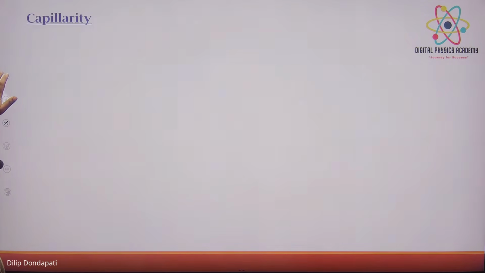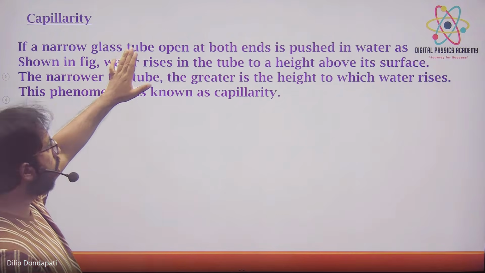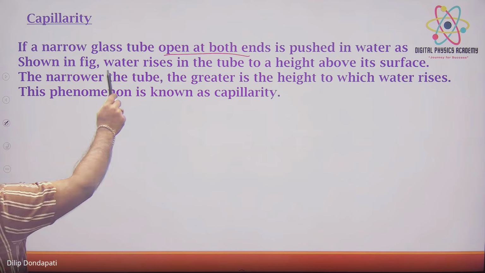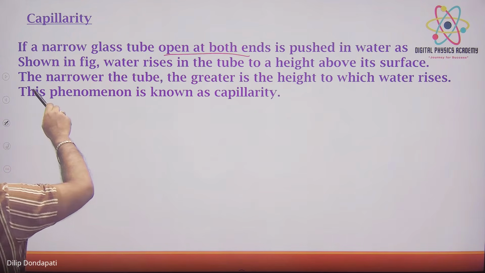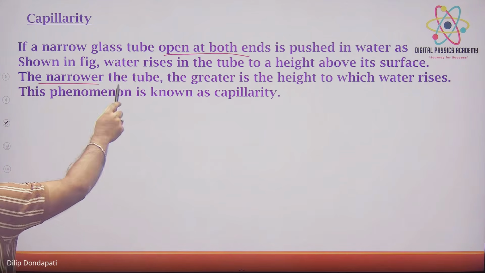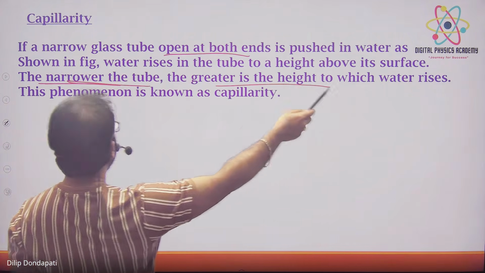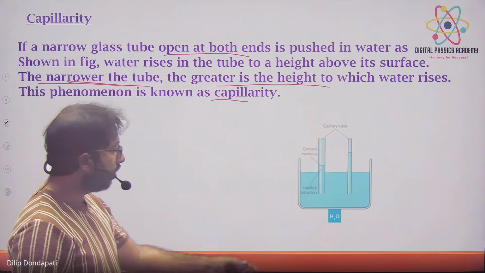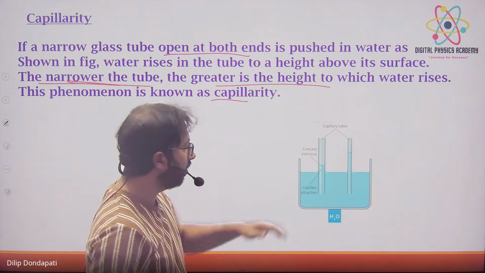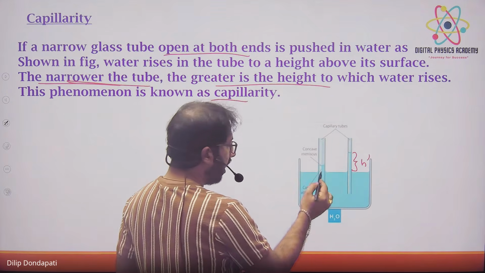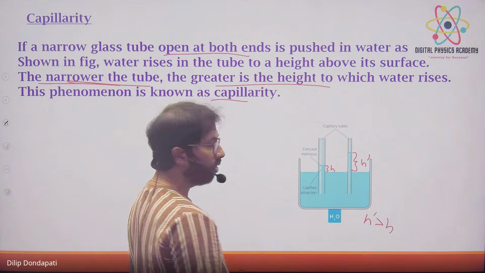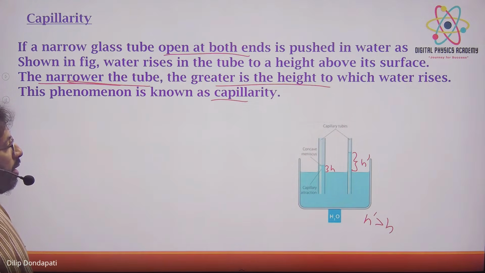Okay, चलो. If the narrow glass tube open at both ends is pushed in the water as shown in figure, the water rises in the tube to a height above the surface. The narrower the tube, the greater is the height. देखो बहुत पतला tube में the greater the height in which water rises, this phenomenon is called capillarity. देखो पतला tube है तो ज्यादा height जा रहा है, this is more height, h dash, and थोड़ा मोटा tube है तो h. So h dash is greater than h. So this action is called capillarity. The narrower the tube, the greater the height at which water level rises.